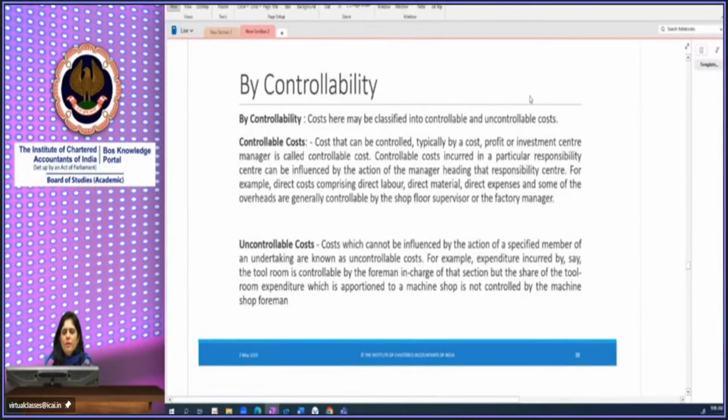So controllable cost is which is in a particular responsibility center which can be controlled by the action of that particular manager. Uncontrollable are generally the shared expenditure which that particular manager of one department cannot control. Clear? So controllable and uncontrollable. I hope there are no queries so far.